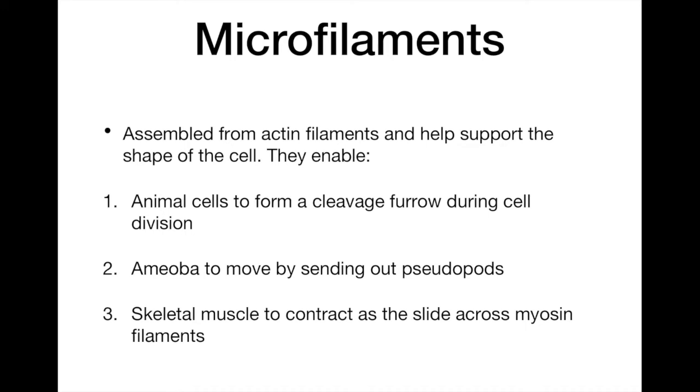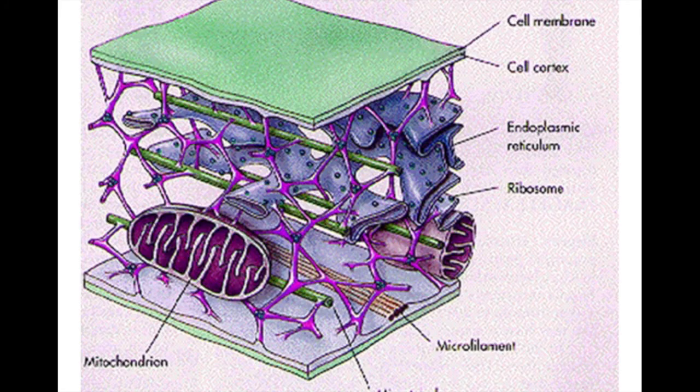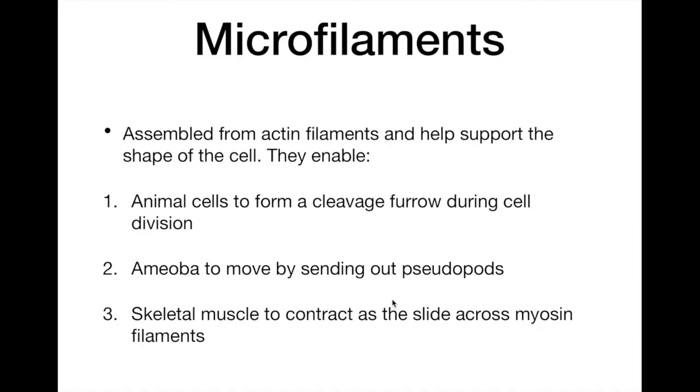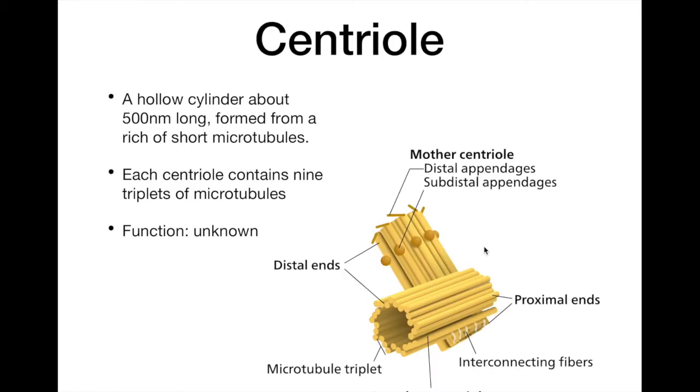Now, microfilaments, what are those things? They are assembled from actin filaments and help support the shape of the cell. This is microfilaments. They enable animal cells to form a cleavage furrow during cell division, amoeba to move by sending out pseudopods, and skeletal muscle to contract as they slide across myosin filaments. We will look at the third one in more detail. Now, what is a centriole?